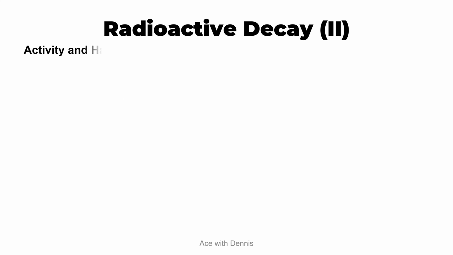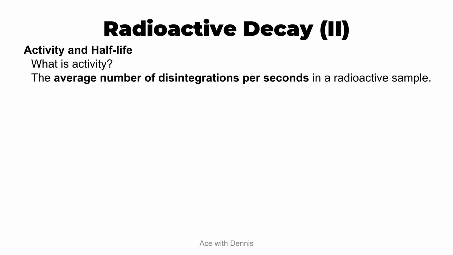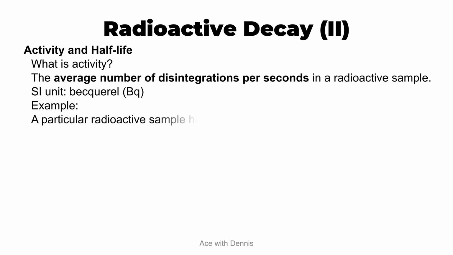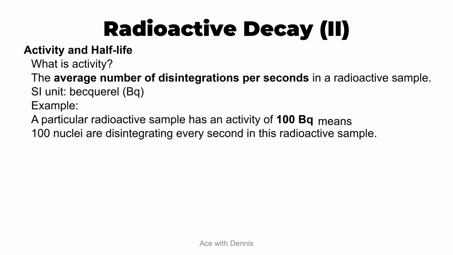The next important quantity is activity, which is related to half-life. So what is activity? It is the average number of disintegrations per second in a radioactive sample. The SI unit is becquerel, Bq. So for example, a particular radioactive sample has an activity of 100 Bq, which means there are 100 nuclei disintegrating every second in this radioactive sample.